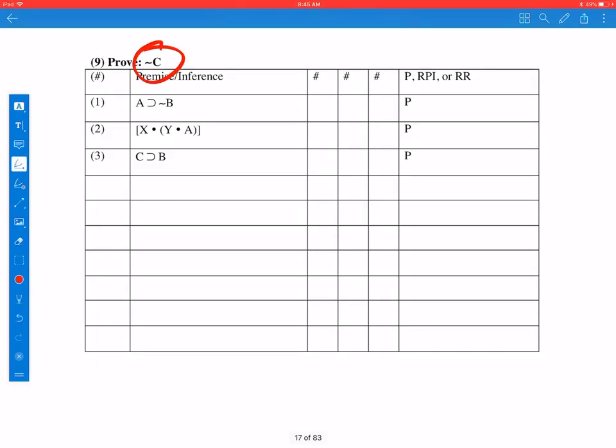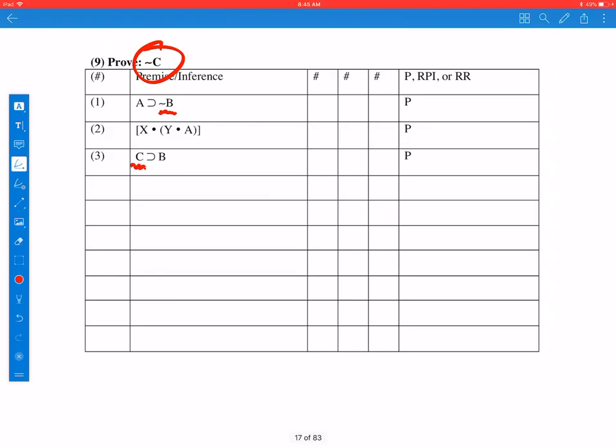In this problem right here, we are trying to prove not C. So we look among our premises to see if we can find a not C, and we don't. So we look for the next best thing, which would be the opposite of not C and an antecedent, which appears on line 3. Why is that helpful? Because if we get a not B, then we can do a modus tollens and get our not C.